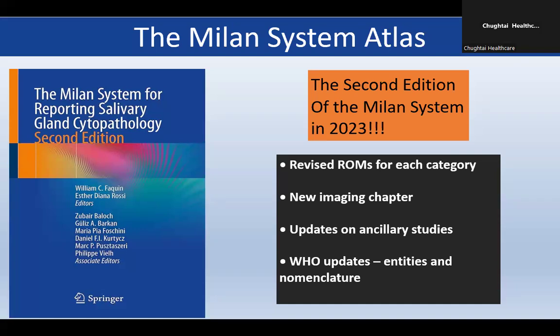Just an overview: what has been updated in Milan 2.0? The risk of malignancy is revised in each category. There are 6 diagnostic categories which we'll discuss, and the risk of malignancy has been revised. There is a new chapter on imaging, there is a new chapter on ancillary studies, and the WHO entities and nomenclature have been used.